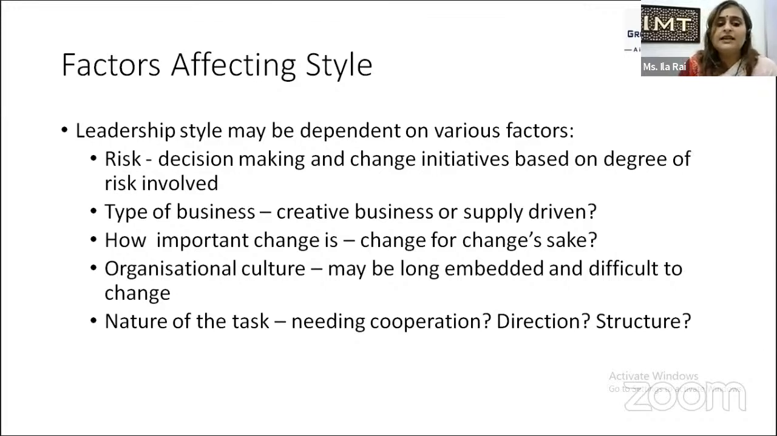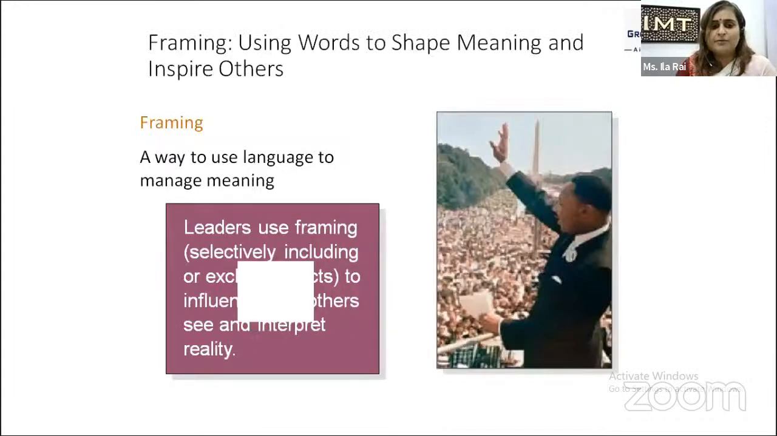And fifth is nature of task. Does the task need cooperation? Does the task need direction? So if the requirement of cooperation and direction is high, then you have to provide the autocratic style. But if the task does not require that much cooperation or direction, you can also work with democratic or laissez-faire style.